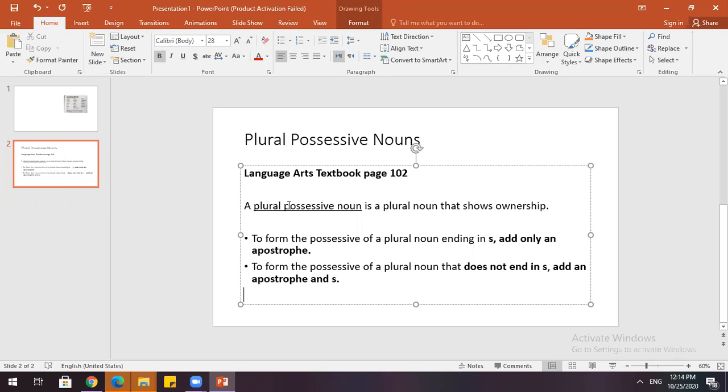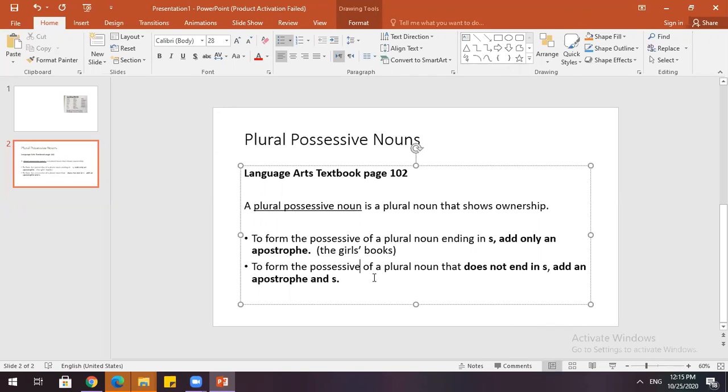All right, so a plural possessive noun is a plural noun that shows ownership. Okay, so it shows that I possess something, I own something. To form the possessive of a plural noun, if it ends in s, we add an apostrophe, like here, the girls' books. More than one girl, girls, we will only add an apostrophe.